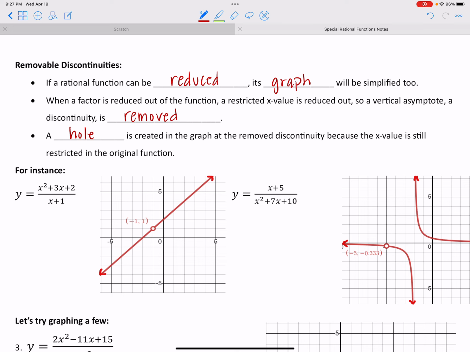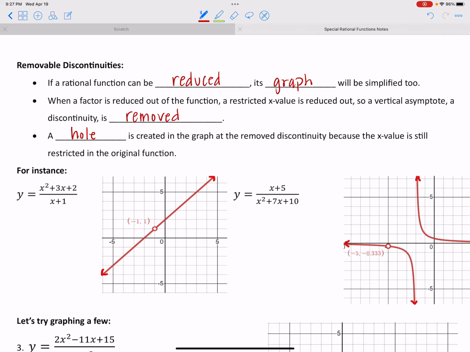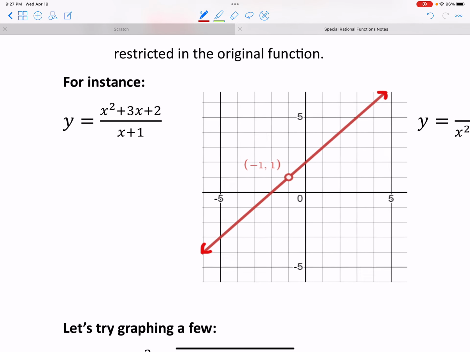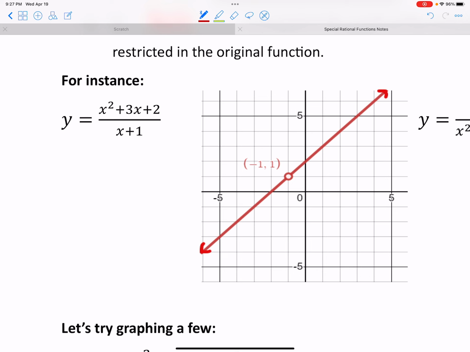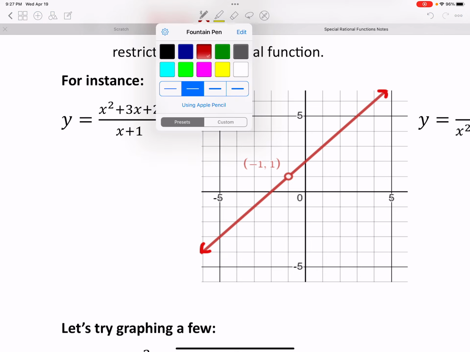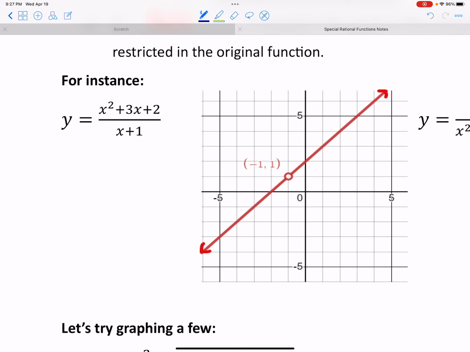Alright, so for instance, I have a couple of graphs already created just so we can try to wrap our brains around what's happening, or maybe just review because you have seen this in college algebra. So if I look at this function, maybe at first glance it doesn't look any different from any of the others, but in fact it is. My vertical asymptote should have been at -1, but notice my graph doesn't have a vertical asymptote at -1 because the top of my fraction is factorable. If I factor the top, the factors of 2 that make 3 are 2 and 1, so the top is going to factor into an x plus 2 and an x plus 1.